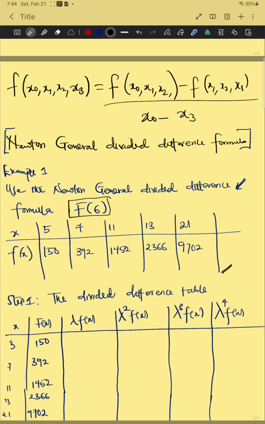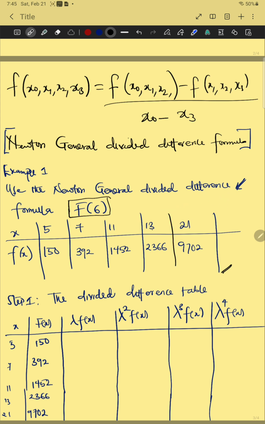If you notice, the difference between 5 and 7 is 2. The difference between 7 and 11 is 2. The difference between 11 and 13 is 2. But the difference between 13 and 21 is 8. So that is a lot of gap. We classify this under unequal intervals, because at this particular point the difference between them is 8. You understand?